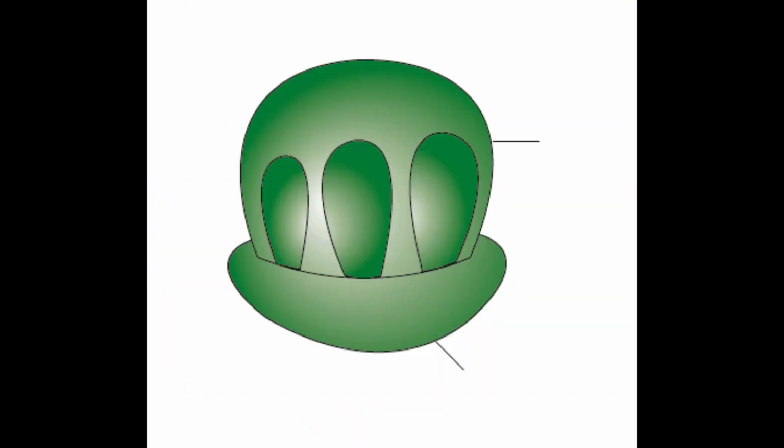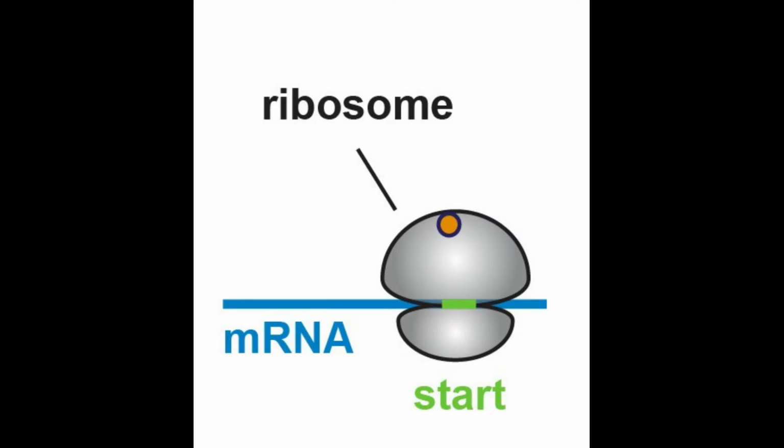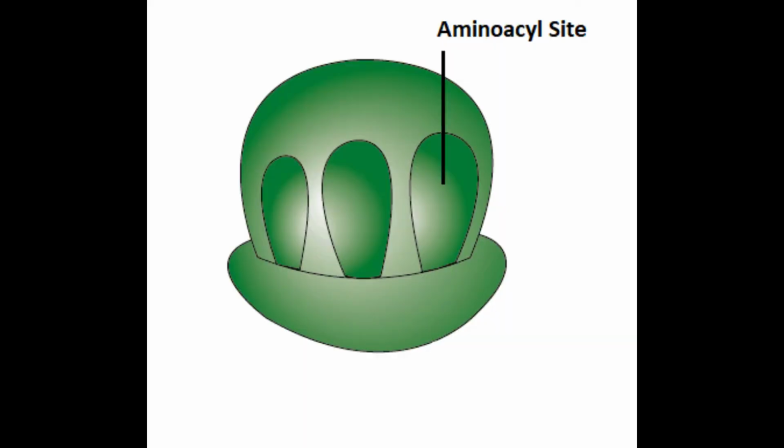Step 1. Initiation. Here we have a ribosome. Within the ribosome, we have 2 sections, the large subunit and the small subunit. The space between the 2 is where the RNA will pass. The ribosome contains 3 sites: the aminoacyl site, A site, the peptidyl site, P site, and the exit site. Initiation occurs at the aminoacyl site.